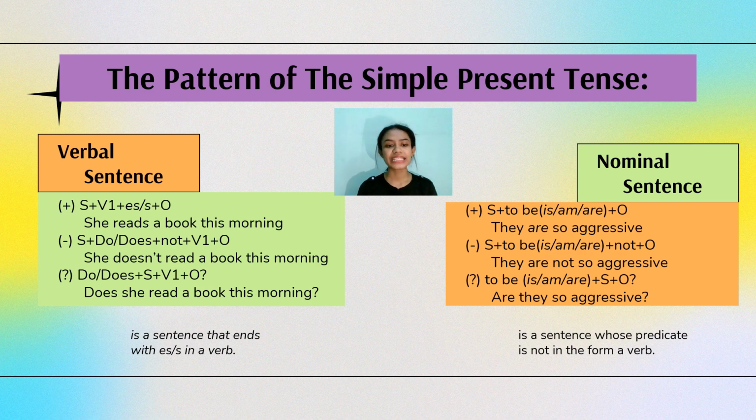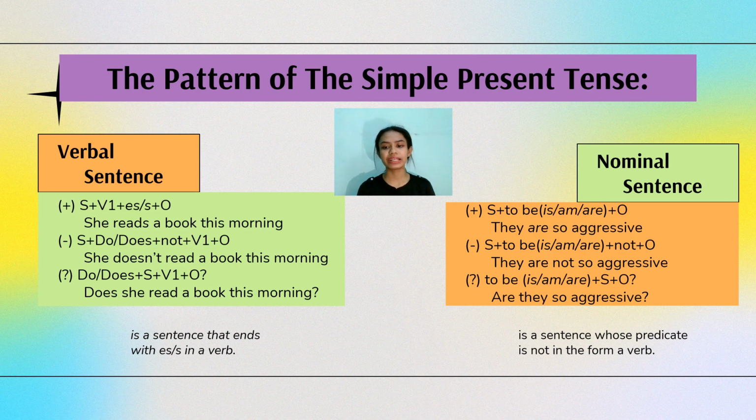For example, she reads a book this morning. She doesn't read a book this morning. Does she read a book this morning? Next, a nominal sentence is a sentence whose predicate is not in the form of a verb. The pattern is subject plus to be (is, am, are) plus object. Negative sentence: subject plus to be plus not plus object. Interrogative sentence: it starts with to be plus subject plus object.